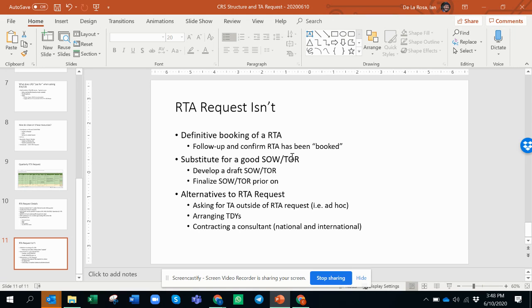And then you do have some alternatives to requesting an RTA or STA. Sometimes we can ask for a quote out of cycle. Yeah. I don't want you to say, oh, well, I didn't ask them last quarter, so I need to wait 3 months. No, we can ask. We can also arrange TDYs. It's not as common, and won't be common now with COVID-19, but we've done that. And it doesn't mean that we can't look at contracting out consultants, national and international. There are benefits to each side of this.